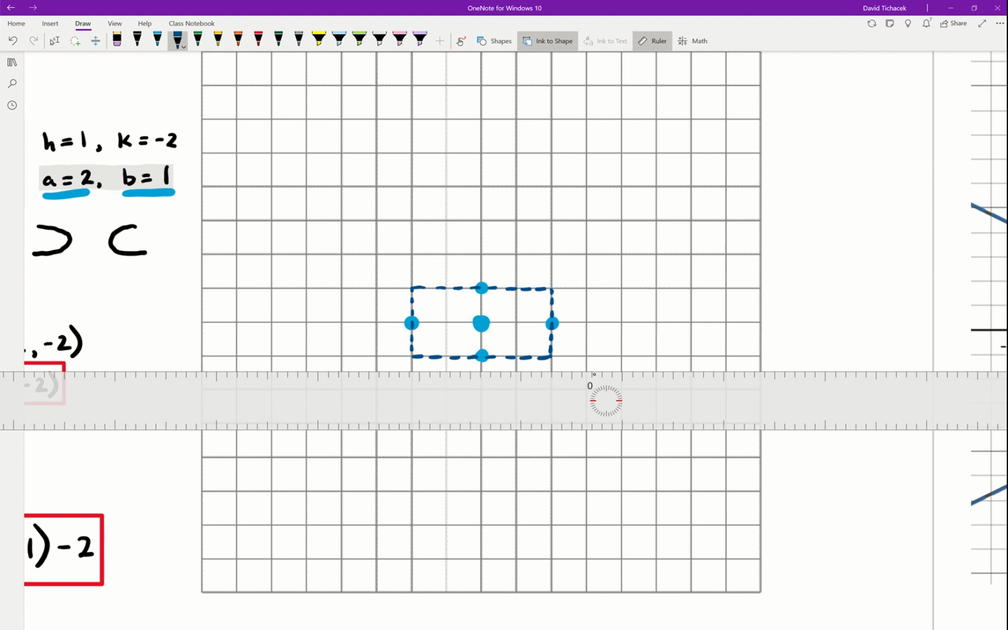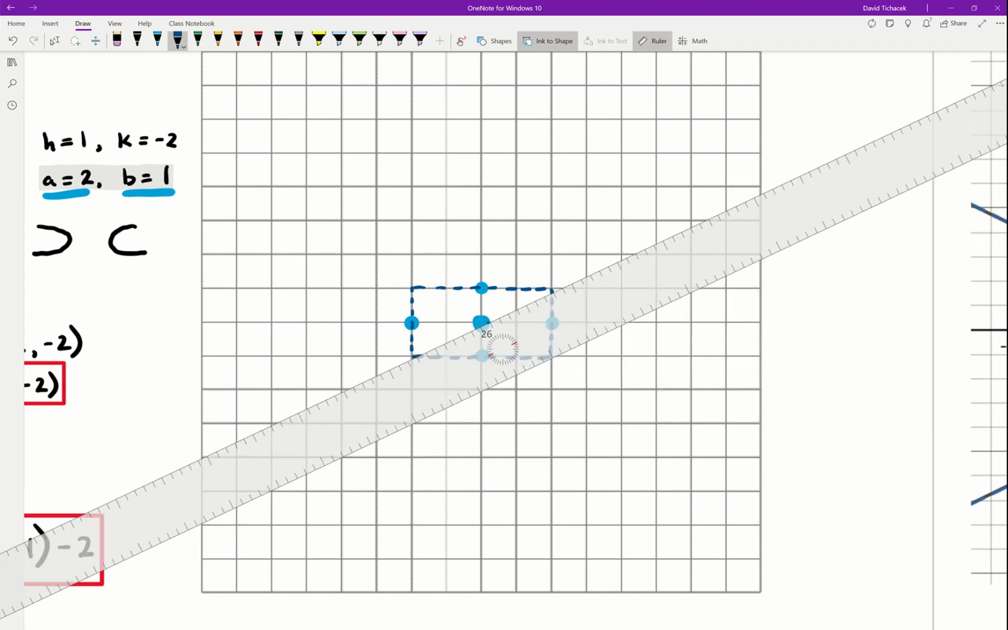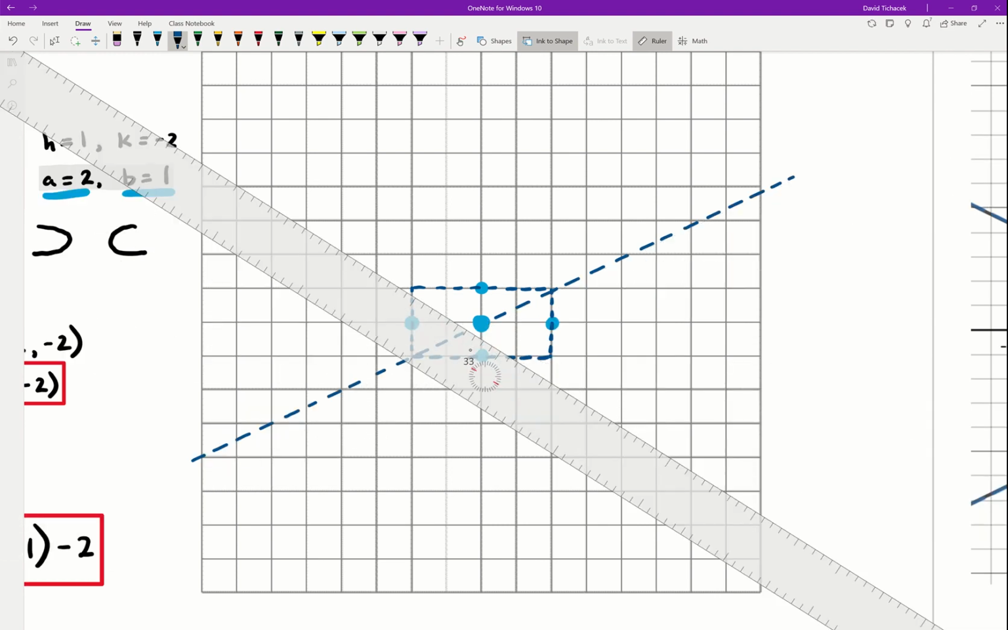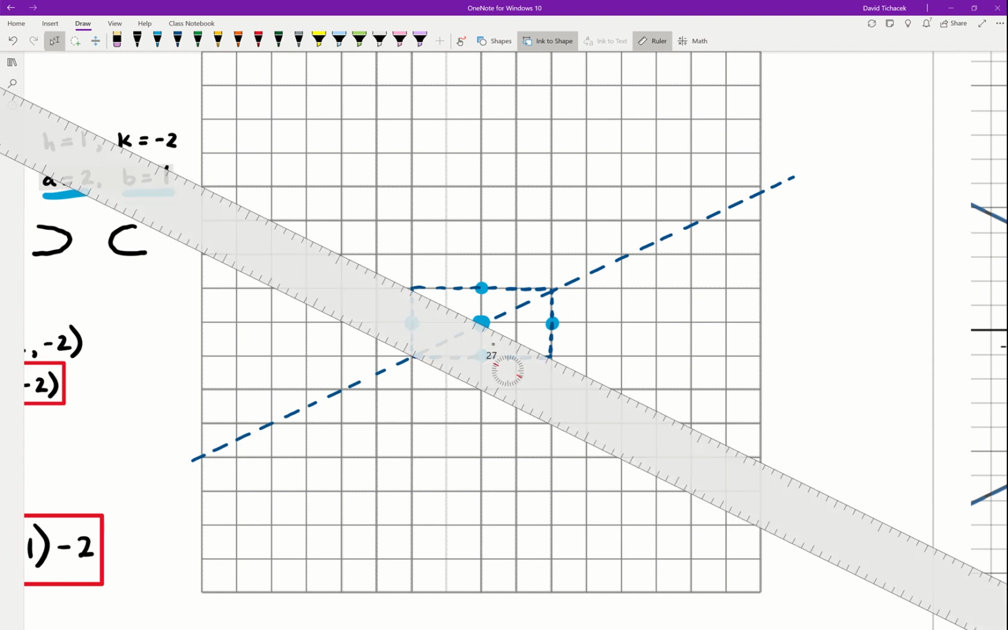Now that you've got that box in there, what I'm going to do is I'm going to line up my straight edge here to opposite corners of my box, and I'm going to go ahead and draw my asymptotes. This is actually a really easy way to go ahead and plot those asymptotes without even having to worry about the equations that you calculated earlier. So I'm going to go ahead and connect those two opposite corners and make an asymptote, and I'm going to do the exact same thing with these two opposite corners.